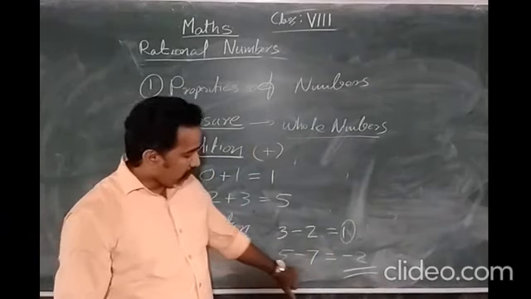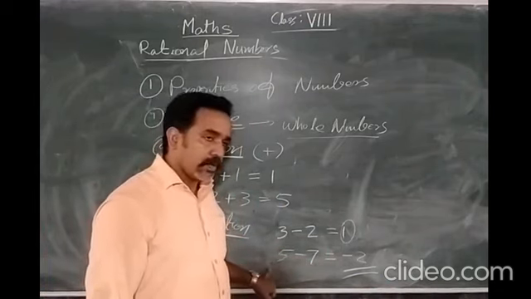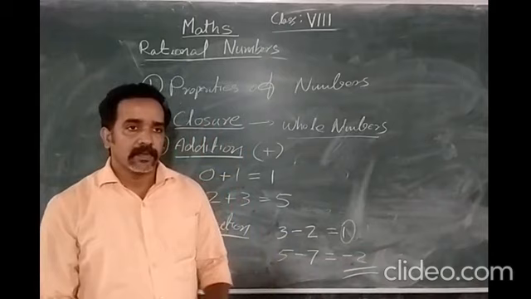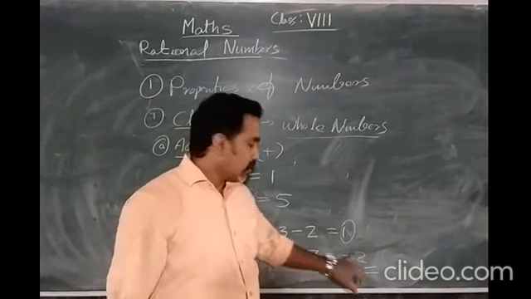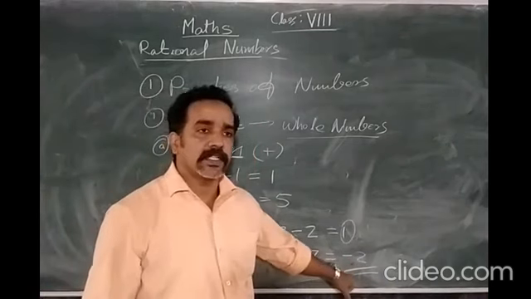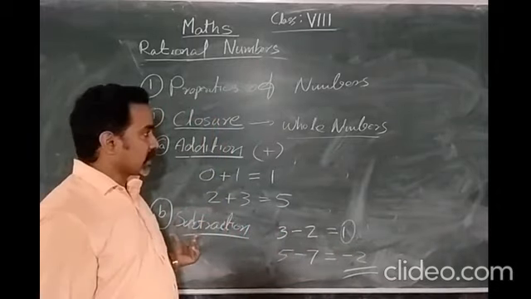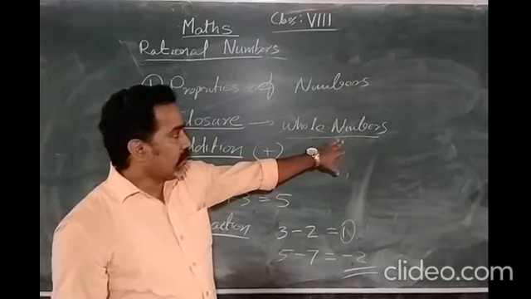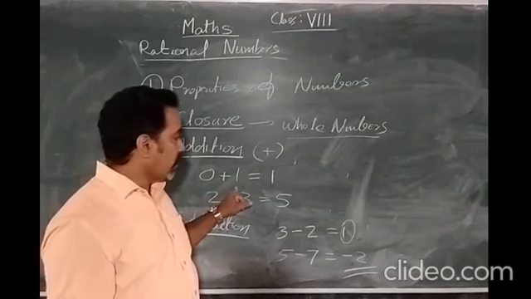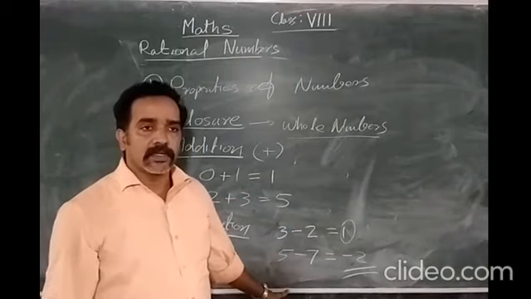Here, 5 and 7 are whole numbers. When you subtract 7 from 5, you get minus 2, and minus 2 is not a whole number. So we can conclude that subtraction is not closed in the set of whole numbers. The closure property is not satisfied in the case of subtraction. But addition is closed. Any two whole numbers, if you add, you will get a whole number. So addition is closed. Subtraction is not closed.